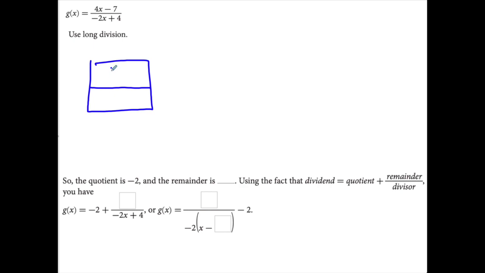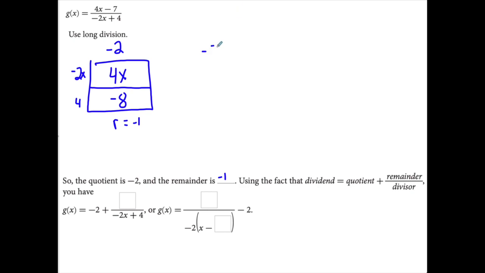Okay, so this is 4x. And this is negative 2x. So I need this to be equal to negative 4. So this needs to be negative 2 because negative 2x times negative 2 is 4x. Okay, but I know since I'm dividing by negative 2x plus 4 that if this is negative 2, this is negative 8. But I want negative 7, so I need r being equal to negative 1. So I get a remainder of negative 1.